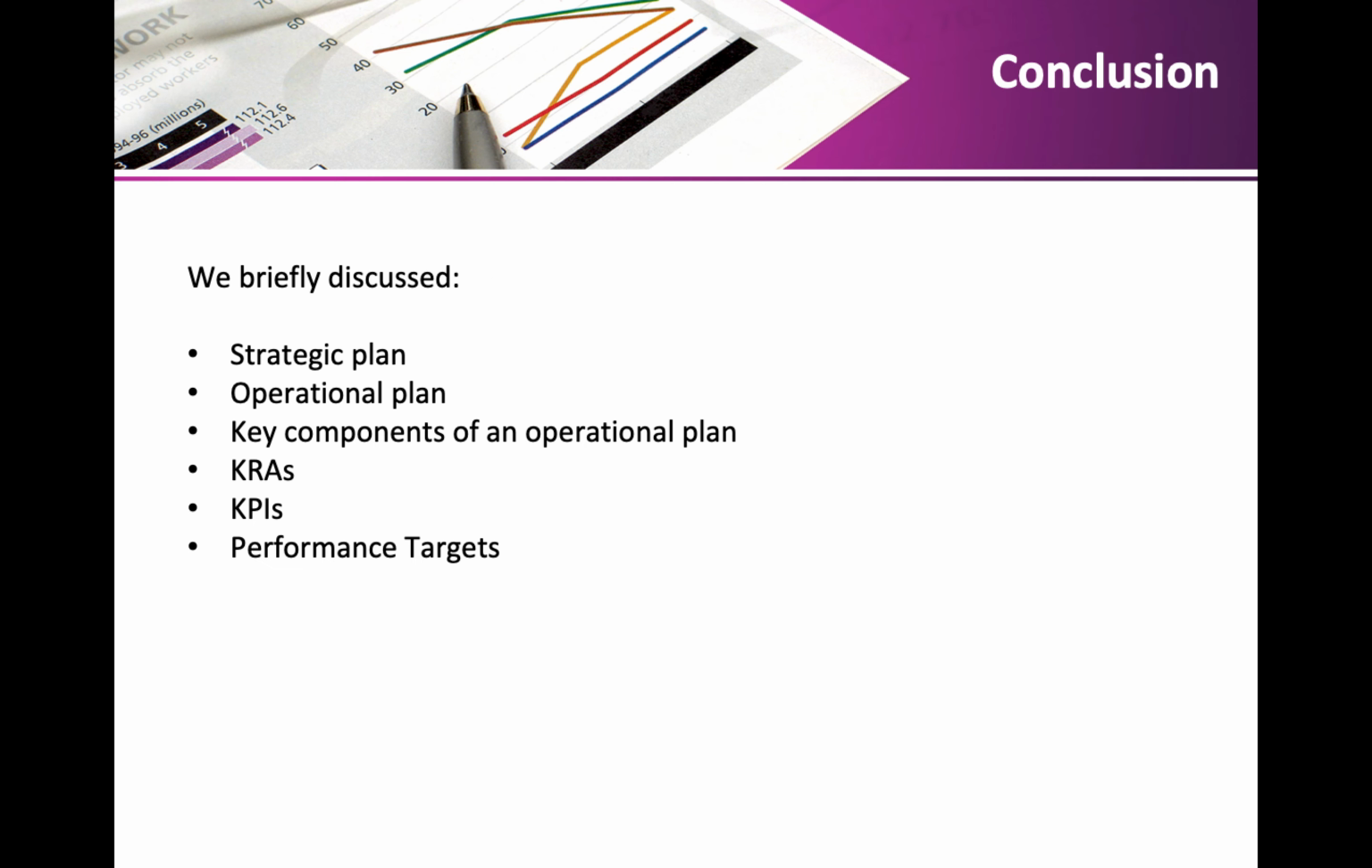So what we discussed was a very quick overview of what a strategic plan is. We had a very quick discussion on what an operational plan is. We talked about key components of an operational plan. We also talked about KRAs, KPIs, and performance targets. But please keep in mind, we didn't discuss them in detail. They were just an overview of what they are, and in our next video we will start talking about all of them one by one in much more detail.